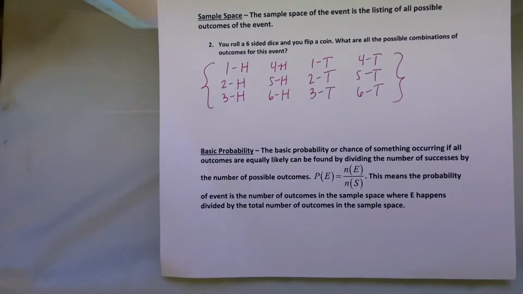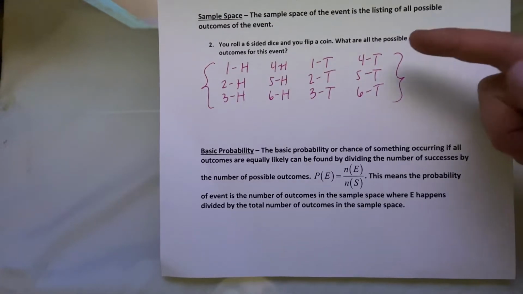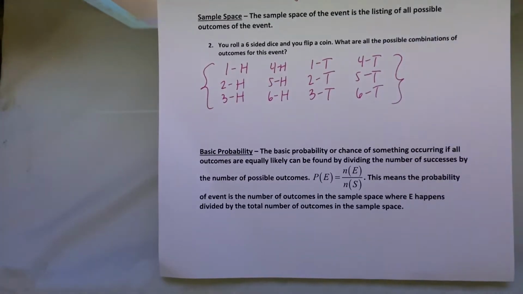Generally speaking, basic probability, the basic chance of something occurring, is found by taking the number of successes divided by the number of possible outcomes. For example, if I wanted to find the chances of getting a tails in the problem we just had, I look at the number of outcomes that have tails in them divided by the total number of outcomes, which would be 6 over 12. And of course, that should be 0.5 or a 50% chance of getting a tails, which makes sense when you're flipping a coin. The probability of the event is the number of outcomes in the event divided by the total number of outcomes in the sample space, including everything, not just the ones that have the thing you're looking for.